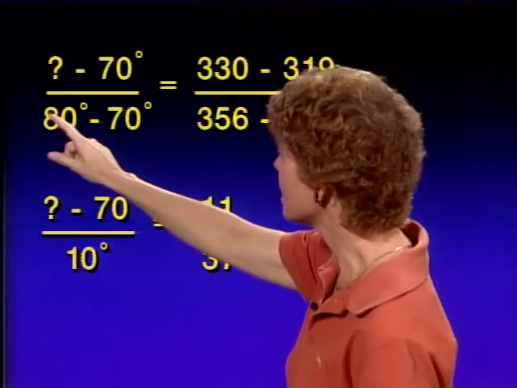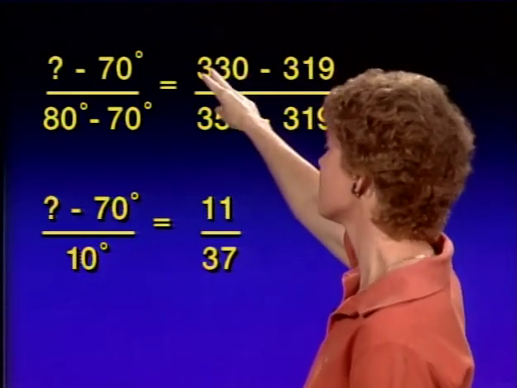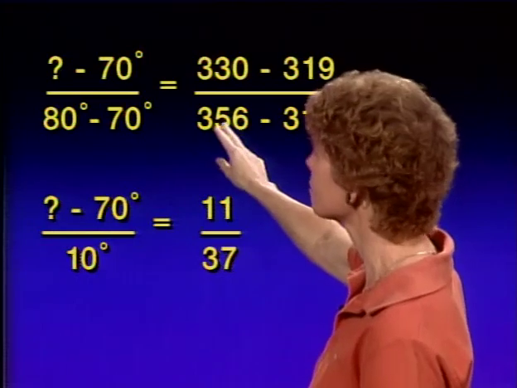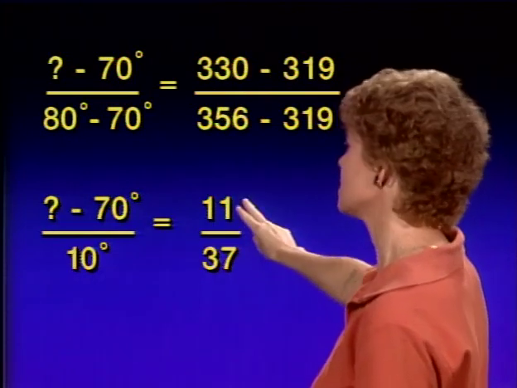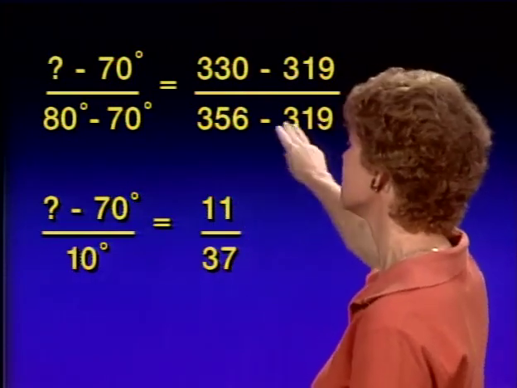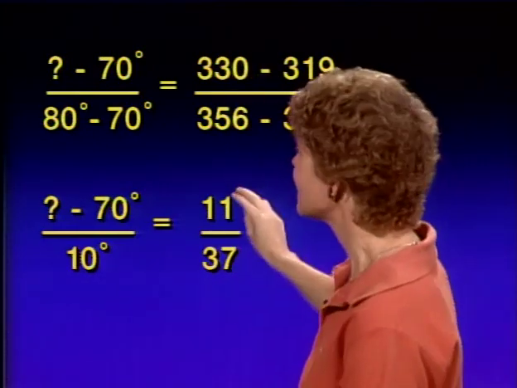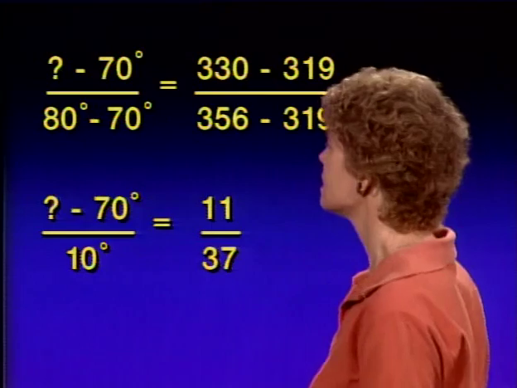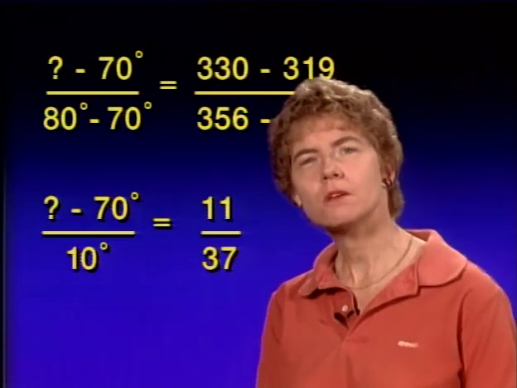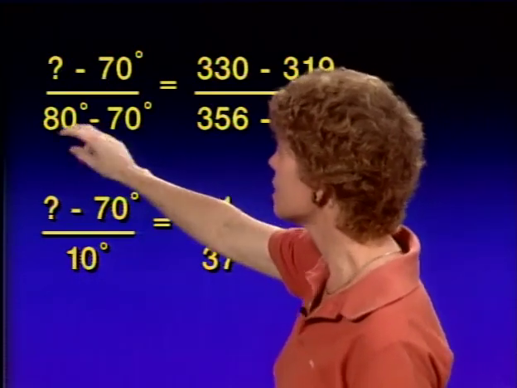The question mark is the temperature we're trying to find. It's between 70 degrees and 80 degrees. The pressure we're allowed is 330. 330 is between 319 and 356 on the pressure. So the difference between 330 and 319 is 11 pounds. The difference between 356 and 319 is 37 pounds. So the pressure of 330 is 11/37ths of the way between 319 and 356, 11/37ths of the way. So our temperature is also going to be 11/37ths of the way between 70 degrees and 80 degrees.